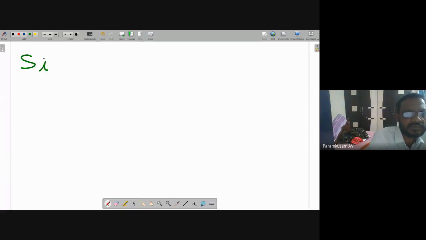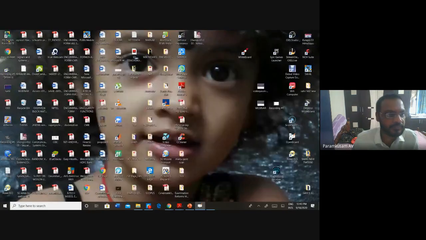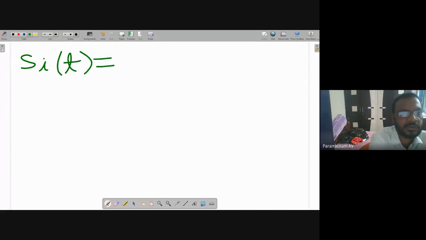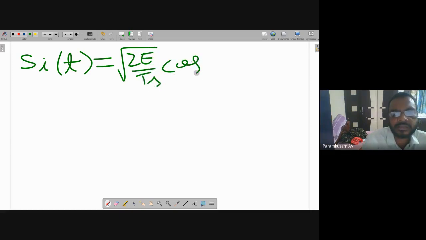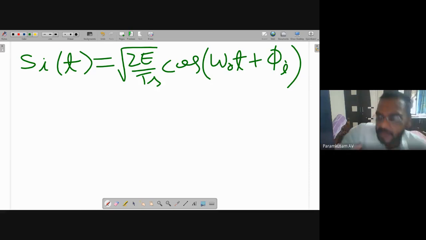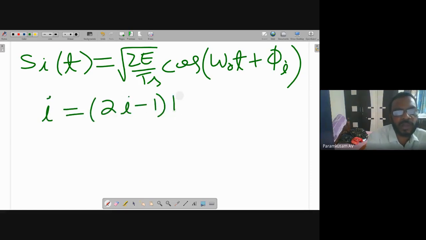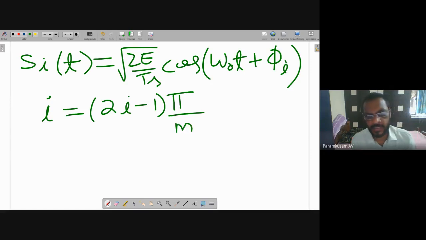s_i of t is equal to root over 2E by Ts cos(omega naught t plus phi i). Sorry, write phi i here, because here we said s_i of t, where phi i is equal to (2i minus 1) times pi by M.